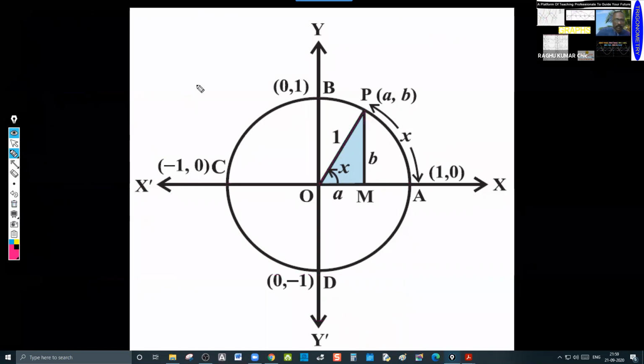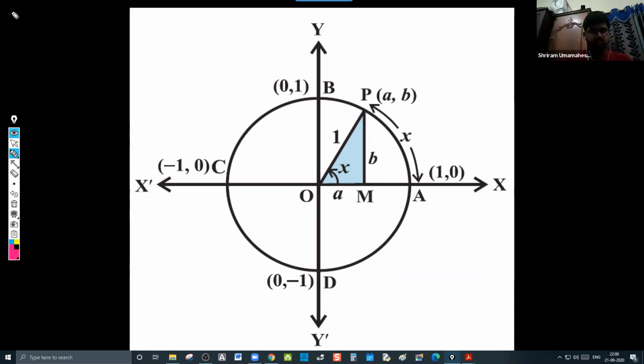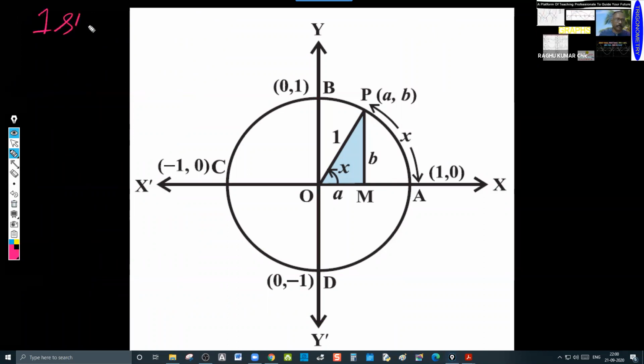Now, what is it that I'm doing? I'm just interested to find out the values of sine and cos in the first quadrant. So we are taking up the first quadrant. In the first quadrant, x is equal to 0, which is nothing but the positive x-axis. X equal to 0 means OP coincides with OA. That's what I'll show you.